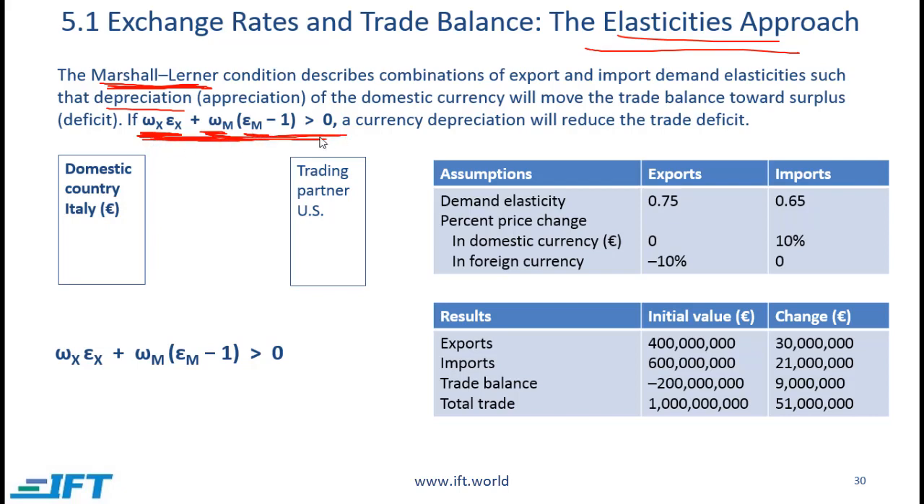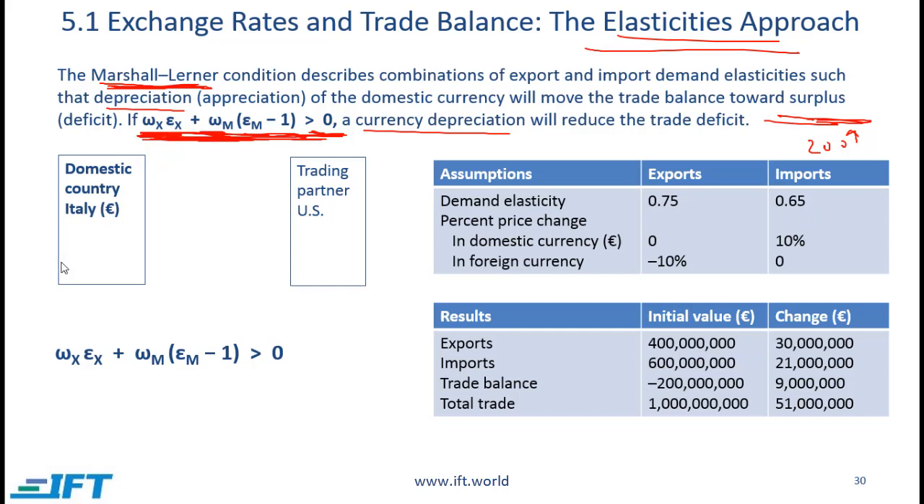If this condition holds, this condition being that expression being greater than 0, then a currency depreciation will reduce the trade deficit. So if the trade deficit, for example, is 200, which means that imports are more than exports, if this condition holds and the currency depreciates, then the trade deficit will become less. Let us look at an example and then we will go back to this formula. This example is based on what is given in the curriculum.